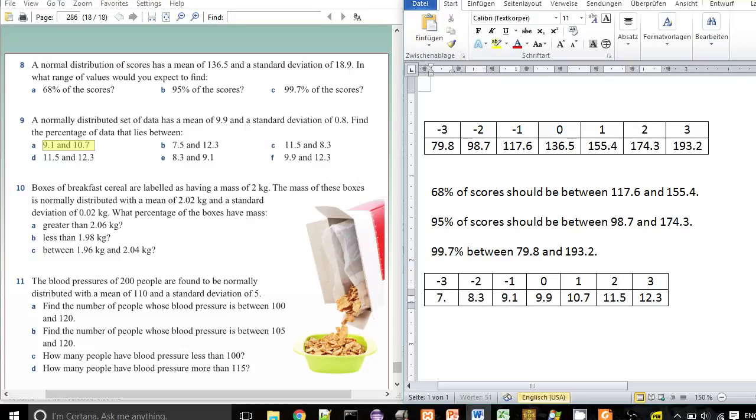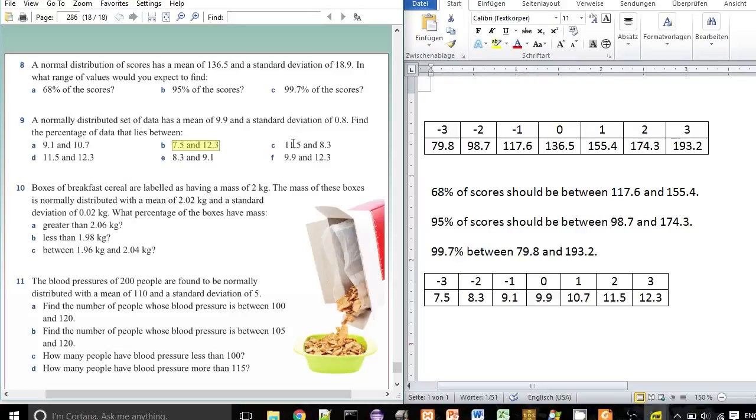8.3 and 7.5. I think that's right. Okay, let's just assume, so we've got that. Between here and here is -1 to 1, so the answer to that is 68%, just because we know that's the rule between -1 and 1. Okay, 7.5 is here and 12.3, so that's this one, between -3 and 3. So the answer to this one is 99.7%.